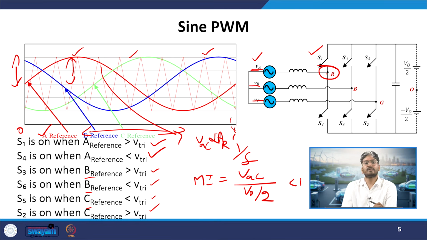When I go beyond 1, I will again come back to my dominant harmonic at the lower side, and our converter performance will deteriorate. So we will always ensure that the MI is set between 0 and 1, or the output voltage is regulated between 0 and Vdc by 2. We are talking about the peak of that one.